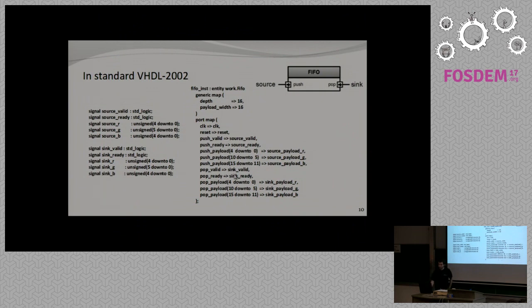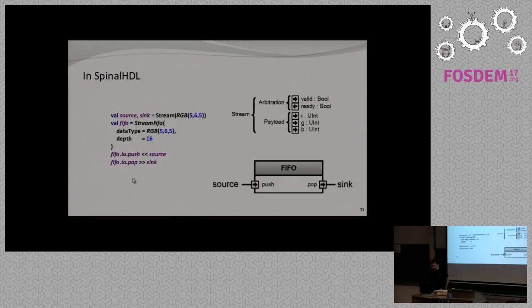So in SpinalHDL, things are much more object-oriented. For example, in SpinalHDL, the concept of handshake bus is named stream. So if you want to define a source stream and a sink stream, you say, I want a source and a sink, which are streams of RGB color with this parameterization. So you can already much more use data structures which have inner parameterization. You are not bound at this level.